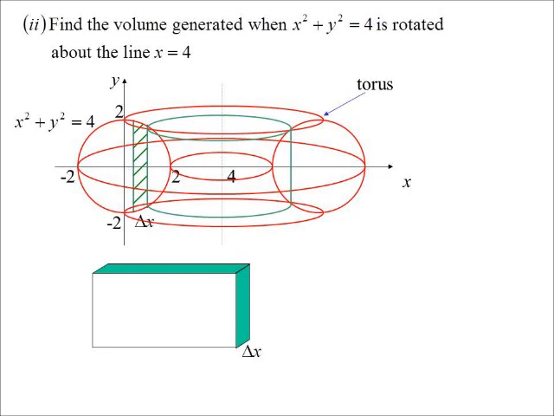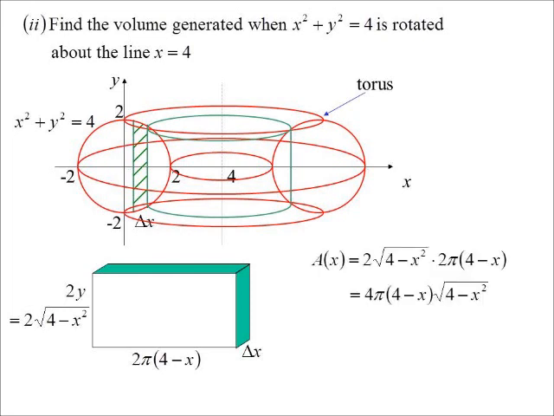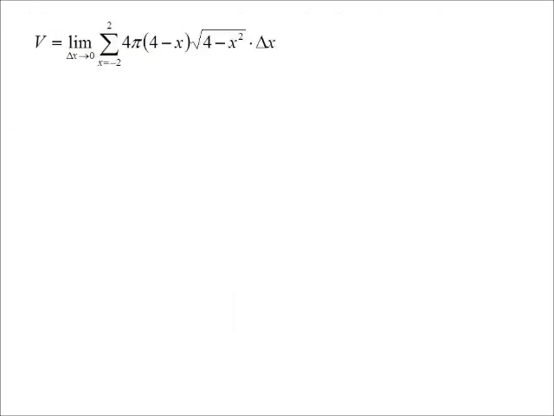The thickness is in terms of x, so we want everything in terms of x. The height of my cylinder is going to be twice the y value here. So I need to rewrite this. I'll get 2 lots of the square root of 4 minus x squared. Now the radius, we've got to be careful because we're not going around the axis, we're going around the line x equals 4, so it'll be 4 minus the x value. So we've got 2 pi, 4 minus the x value. There's my area function. Element of volume, delta V, there it is. Summing from minus 2 to 2, there's my integral.